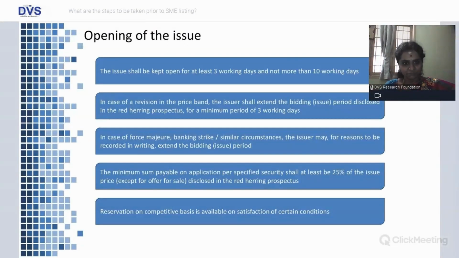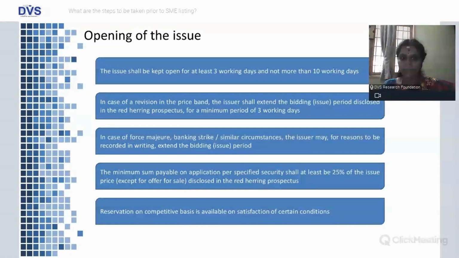Opening of the issue. The issue shall be kept open for at least 3 working days and not more than 10 working days. And in case of revision in the price band, we saw the price band in the pricing statement, you shall extend the bidding period disclosed in the RHP for a minimum period of 3 working days. In case of force majeure, the issuer may extend the bidding period, but for reasons to be recorded in writing, like your COVID, where there is a force majeure situation which is beyond your control due to an act of God. In such circumstances, you could extend the issue period.